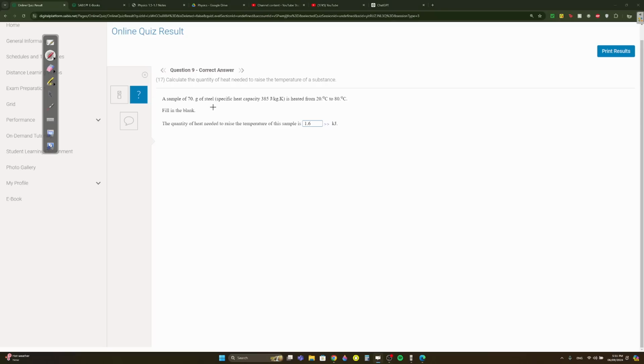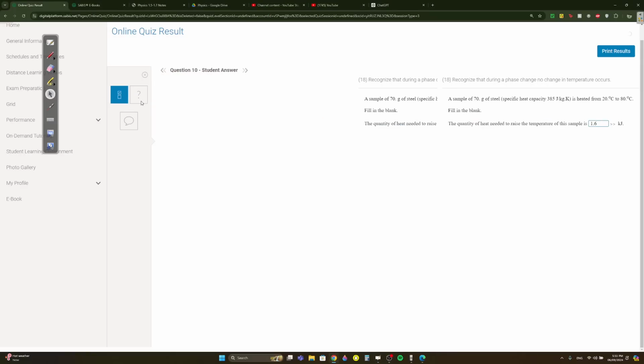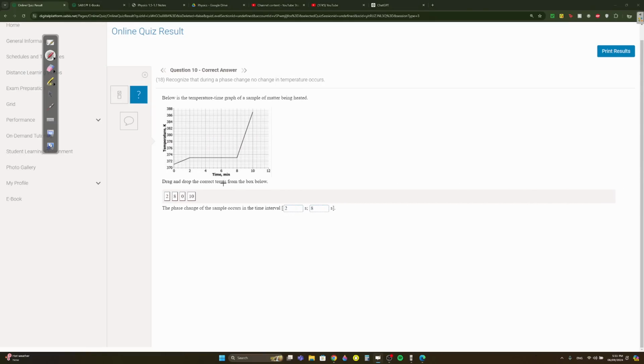Question 9. A sample of 70 grams of steel whose specific heat capacity is 385, heated from 20 to 80. What is the quantity of heat needed to raise the temperature here? Here it's a direct application of the formula mc delta T. Okay, so in this case the mass of steel is 0.07, times the C of steel, which is 385, times delta T, which is 80 minus 20, which is 60. You should get 1600, but they want it in kilojoules, so it's 1.6 kJ. Please, in written part, don't forget your unit and significant figures, please.